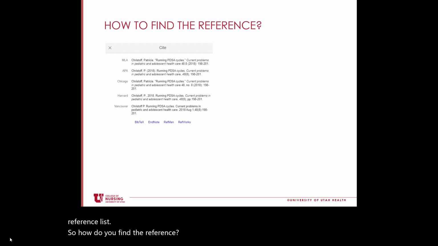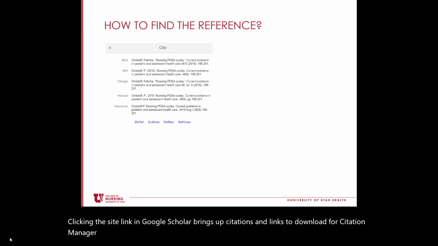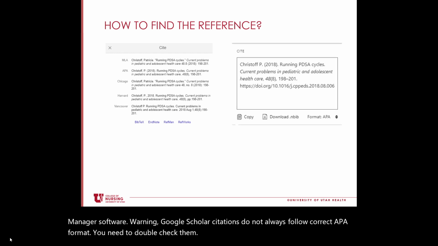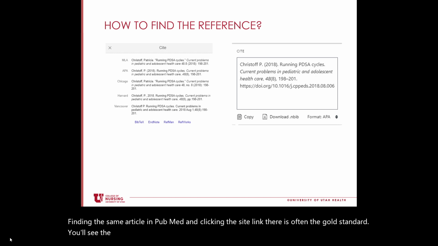Clicking the cite link in Google Scholar brings up citations and links to download for citation manager software. Warning: Google Scholar citations do not always follow correct APA format. You need to double check them. Finding the same article in PubMed and clicking the cite link there is often the gold standard. You'll see the same reference in PubMed includes the Digital Object Identifier, or DOI.